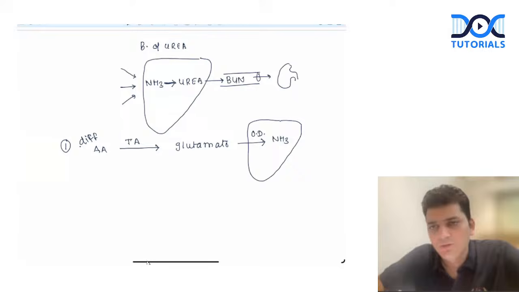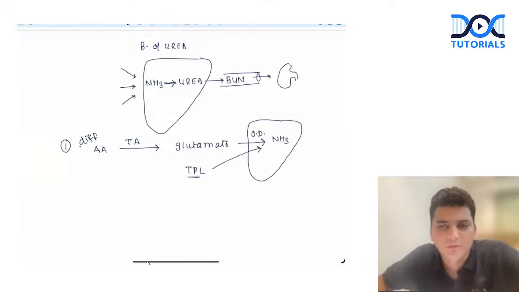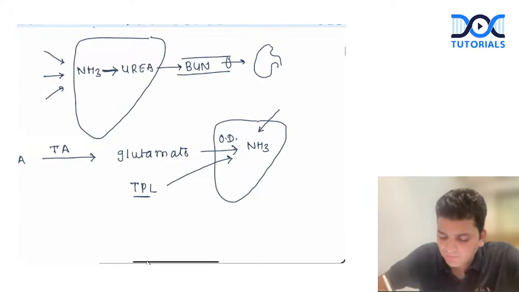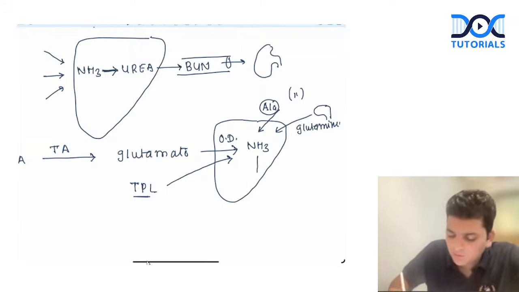But there are 3 more amino acids which said that we can also go to the liver and donate the ammonia. Can you tell me 3 more amino acids? Yes, that is TPL, not IPL, TPL. They also go to the liver and donate the ammonia. Then there are some more transporters of ammonia from the muscles, from the brain. Who is the transporter of ammonia from the muscles? Yes, it is alanine. And from the brain, it is going to be glutamine. And then this ammonia molecule will convert into urea and will be thrown out.